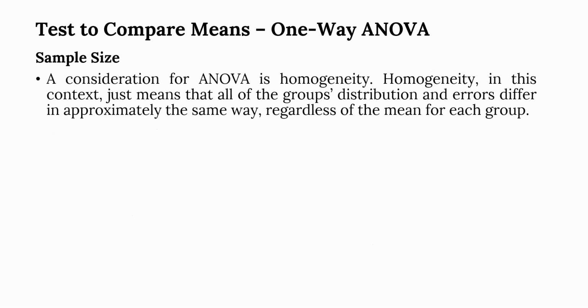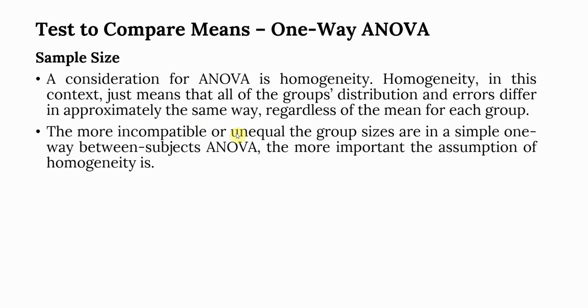Now, what about sample size in one-way ANOVA? A consideration for ANOVA is homogeneity. Homogeneity in this context just means that all the groups' distribution and errors differ in approximately the same way, regardless of the mean of each group. So homogeneity is not about mean comparison, and that is your stage 1 of one-way ANOVA. The first thing is that you look at groups' distribution and errors and whether they differ in approximately the same way. And if that is the case, then we use different kinds of post hoc tests.